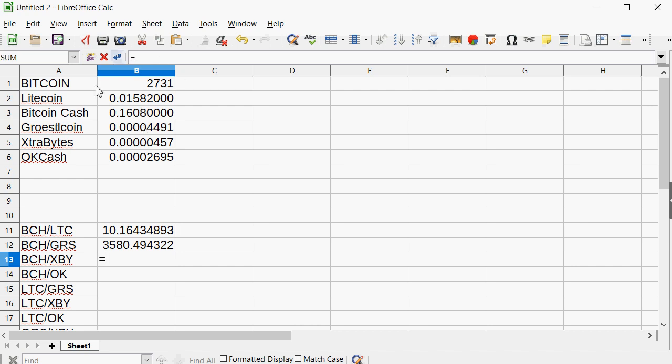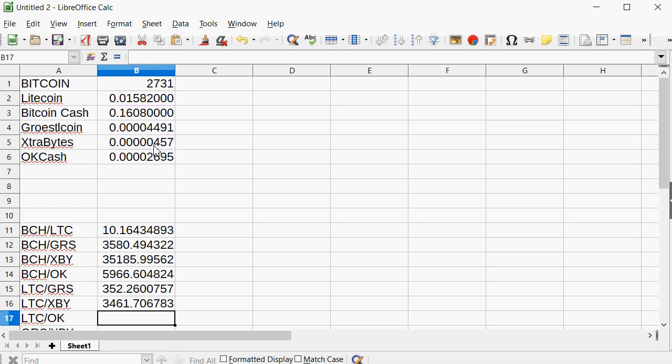And Bitcoin Cash versus XBY. Bitcoin Cash, okay, we'll go this divided by this. Then I'll put the decimals in as I want to. Litecoin versus GRS, so this divided by that. Litecoin versus XBY, we've got this, and it's all pretty much the same, just getting it set up. Litecoin versus OK.